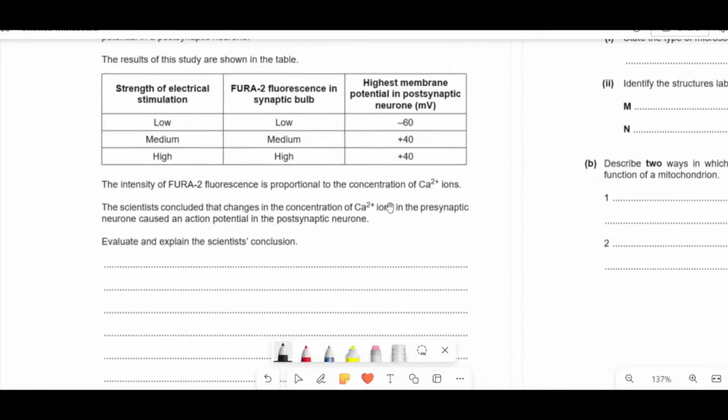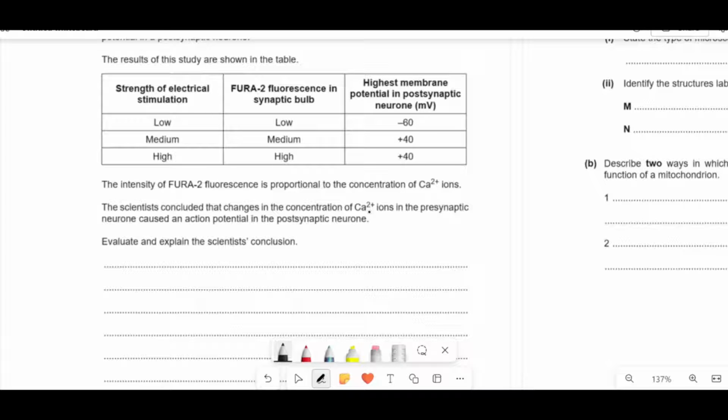The results of this table are shown below, so have a quick skim through it, as always. So strength of electrical stimulation, we've got low, medium, and high. So what happens to the fluorescence? It's also low, medium, and high. And then the highest membrane potential is negative, minus 60, and then it's plus 40, and then plus 40. Fine, and this is to do with how strongly it's being stimulated.